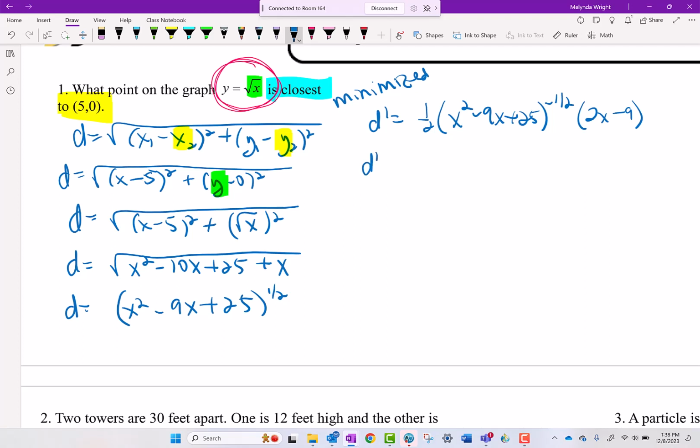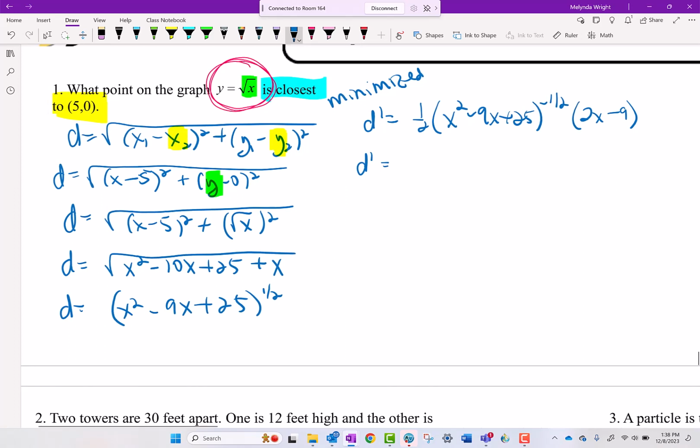So we know that this portion right here would be in the numerator, and this portion right here would be in the denominator, right? This negative 1/2 would push this down. So we have 2x minus 9 over 2 times the square root of x squared minus 9x plus 25.